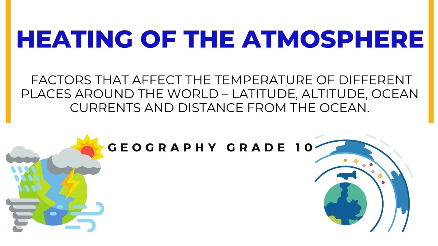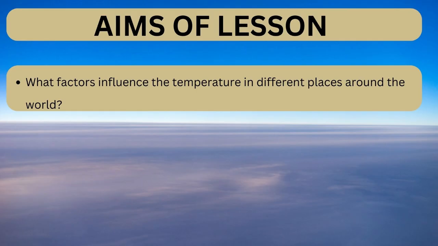Topic: Heating of the atmosphere. Factors that affect the temperature of different places around the world: latitude, altitude, ocean currents, and distance from the ocean. Aims of lesson: What factors influence the temperature in different places around the world?